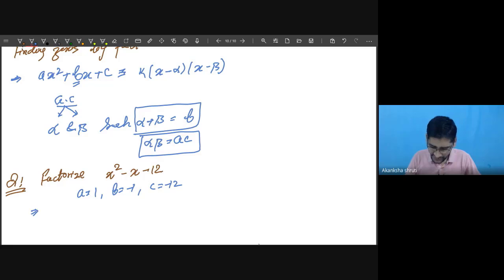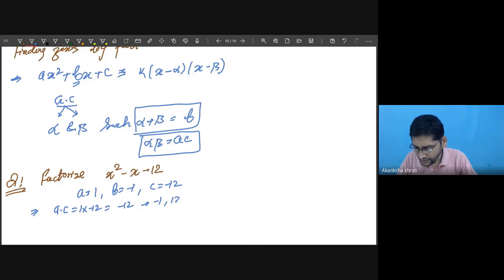So what we need to do? AC means 1 into minus 12. The product is minus 12. Now you write all the factors. You can take minus 1 and 12, or 1 and minus 12. But if you are adding them, minus 1 plus 12, you will get 11. So this 11 is not matching with this B.